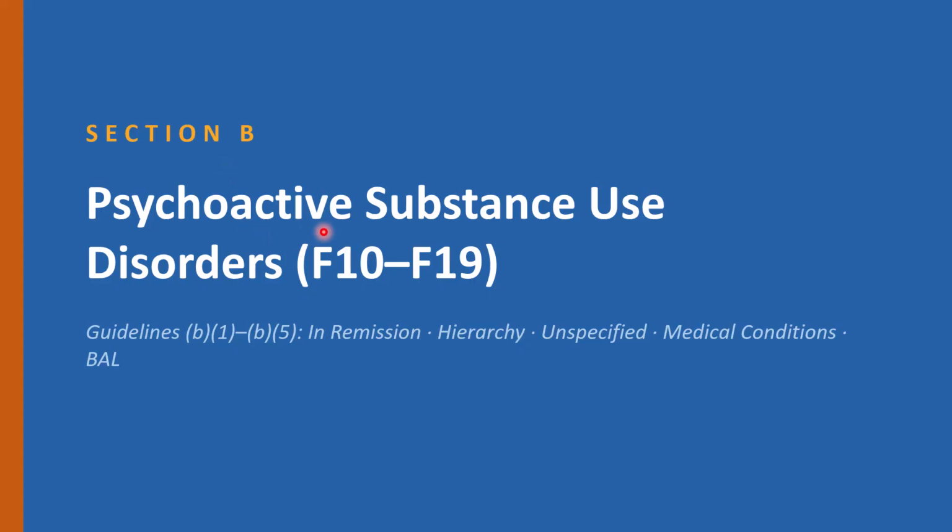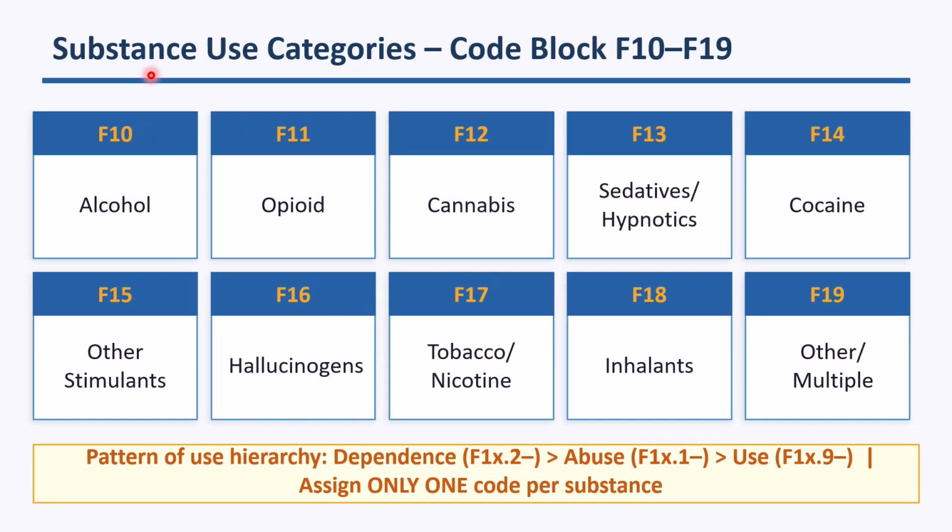Section B, Psychoactive Substance Use Disorders. Here's your roadmap for substance use codes. ICD-10 organizes them by substance type, each with its own category. F10 is alcohol, F11 is opioids, F12 is cannabis, F13 is sedatives and hypnotics, F14 is cocaine, F15 covers other stimulants, F16 is hallucinogens, F17 is tobacco and nicotine, and this one works a little differently because it goes straight to dependence codes, F18 is inhalants, and F19 covers other or multiple substances.